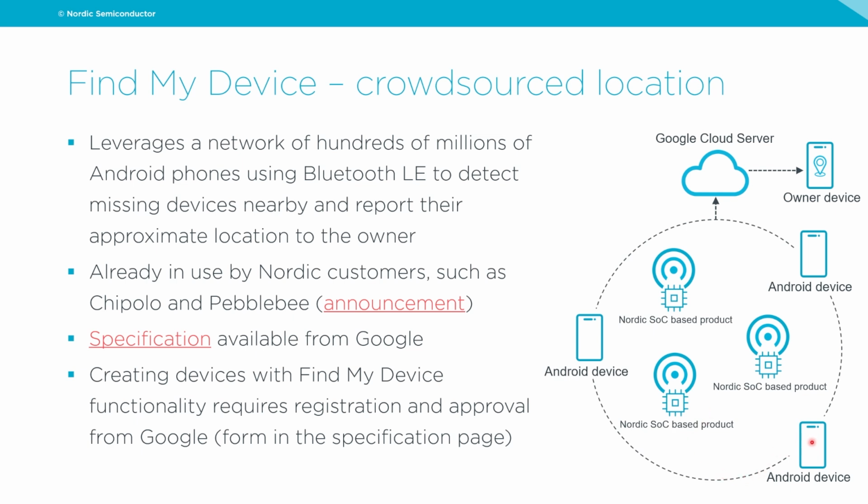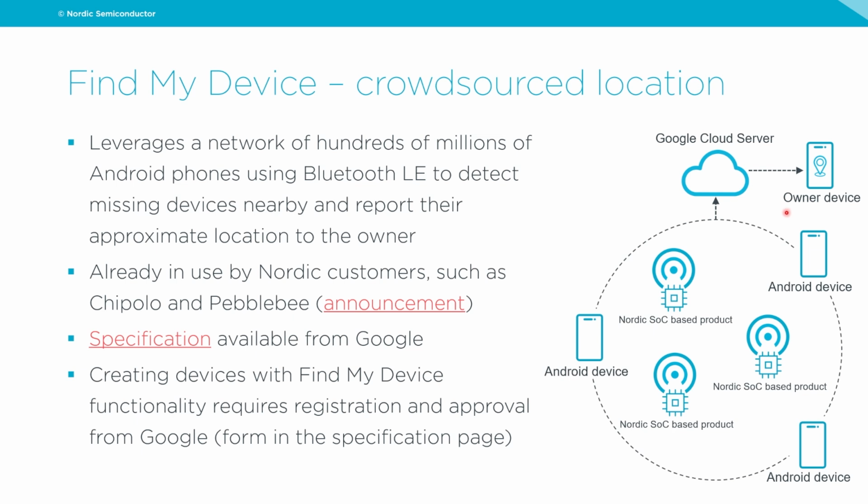These Android phones are scanning for Bluetooth LE beacons, and essentially FMD defines a specific data format for those beacons. They indicate that there's an FMD asset in the vicinity. It will be a Nordic SoC-based product that's broadcasting these beacons. This information then gets reported by whichever device or devices pick up these beacons to the Google Cloud server, and then the owner can be made aware of the approximate location of these assets.